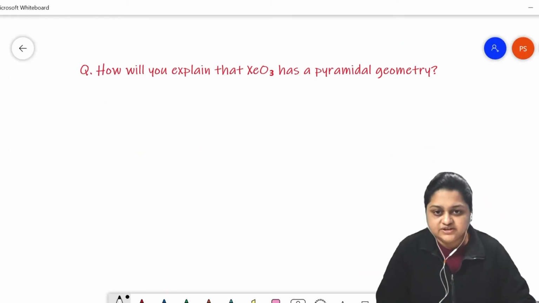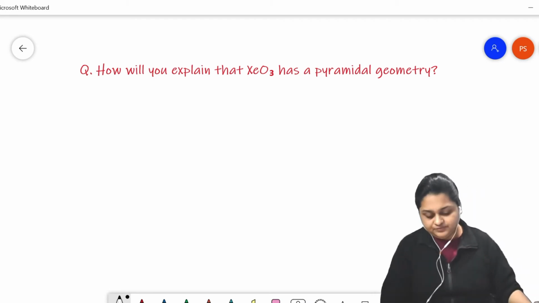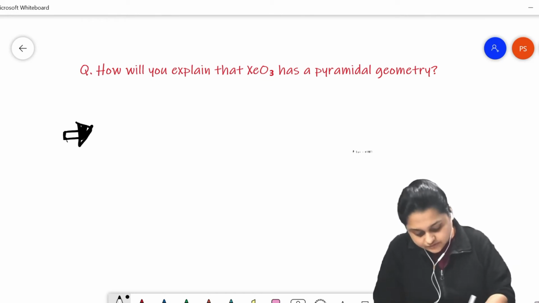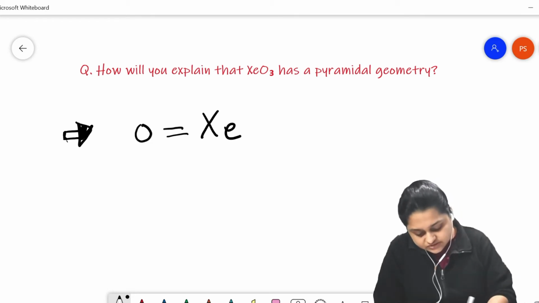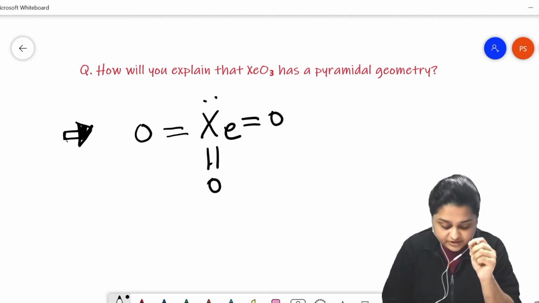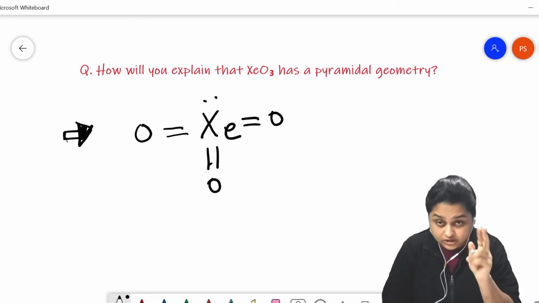The next question is again a molecular structure based question. The question is: how will you explain that XeO3 has a pyramidal geometry? Again, we are going to take the help of hybridization, but let's first see the structure of XeO3. The normal structure of XeO3 is this one, where xenon, the central atom, contains 1 lone pair of electrons and 3 oxygen atoms are bonded with the central atom xenon with double bonds.